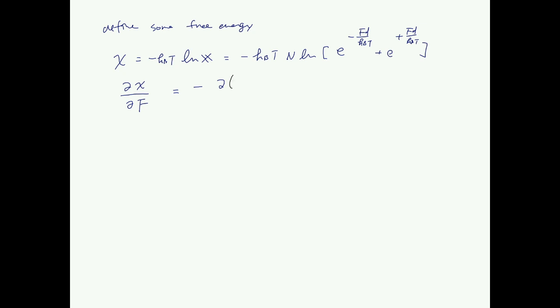Okay, so this will be kBT times the partial of log of our partition function, partial f. This always brings down a 1 over the partition function, which serves as our normalization factor. And then I have the partial of my partition function with respect to f.